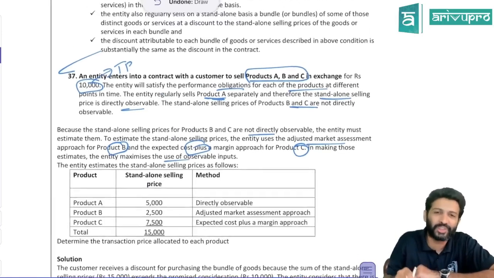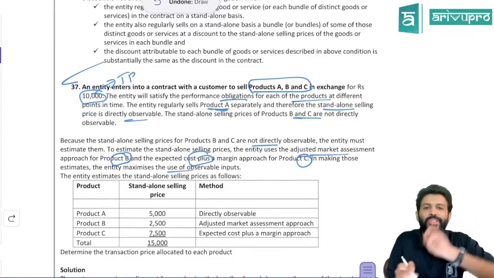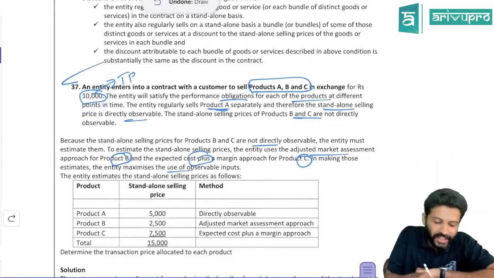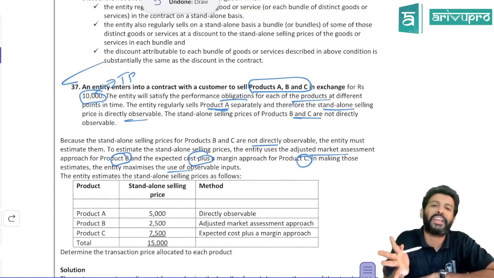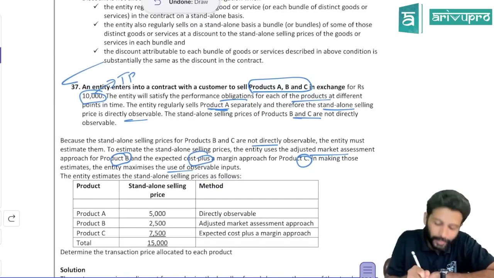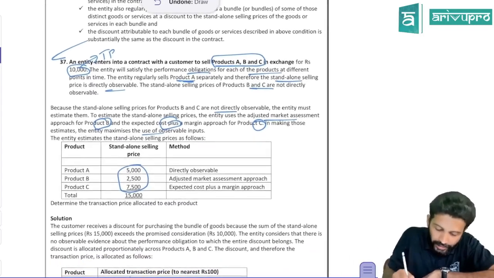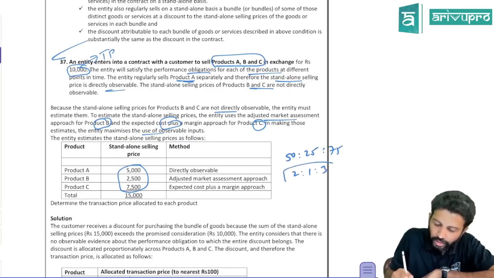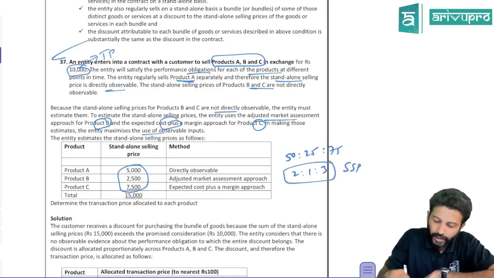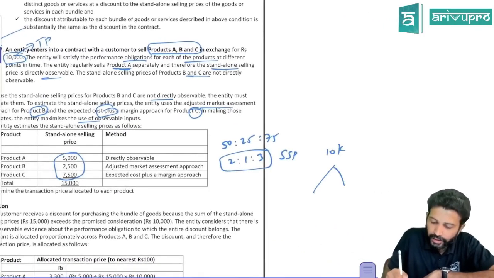What I simply need is this. Transaction price is 10,000. We have 3 performance obligations. This 10,000 has to be allocated among the 3 products A, B, C. In what ratio? Standalone selling price ratio. What is the standalone selling price? This. So in this ratio, I need to allocate. If I have to further bring it down, it will be 50:25:75, or can I say 2:1:3? So this is your SSP ratio. So 10,000 you have to allocate to A, B, C in this particular ratio.